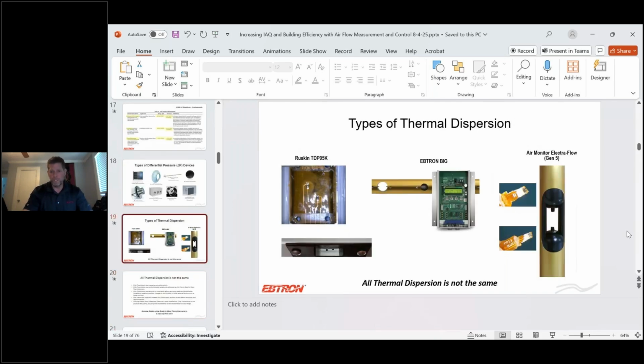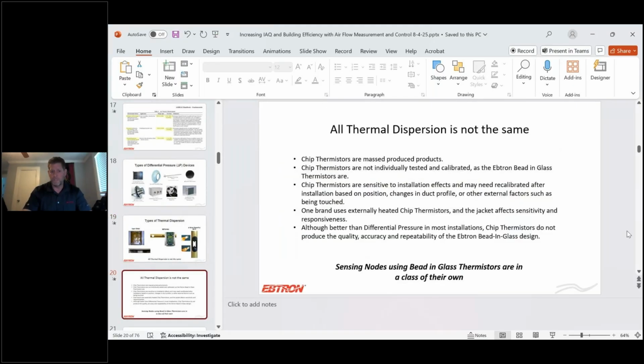From a thermal dispersion standpoint, there's several different thermal dispersion technologies that are utilized out there. All thermal dispersion is not the same. You'll see Ebtron in the middle. You're going to see a couple other brands on there that utilize a chip thermistor as opposed to what we use, the bead and glass thermistor, and I'm going to show you a comparison of that. All thermal dispersion is not the same. Chip thermistors are mass produced. They're not individually tested and calibrated, such as the bead and glass thermistors.